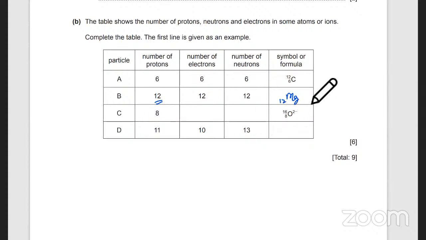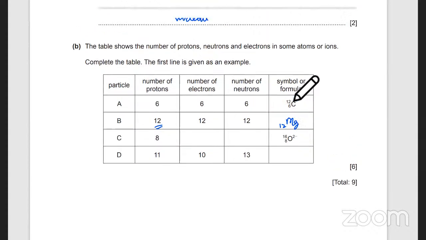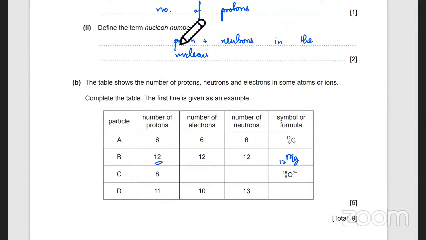Based on this, what is the nuclear number? 12? The nuclear number क्या था? Nuclear number was the number of protons plus the neutrons. 24. Oh yeah. ठीक है, that's 24.